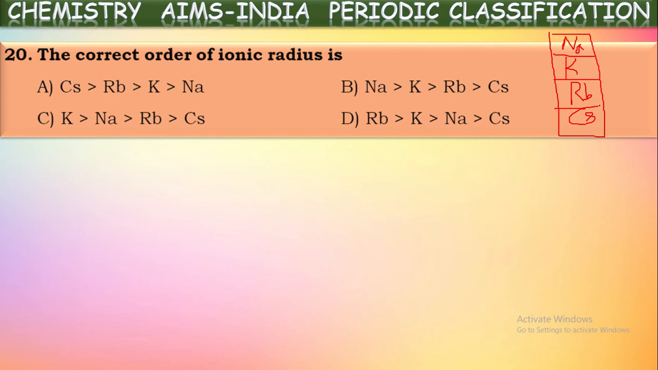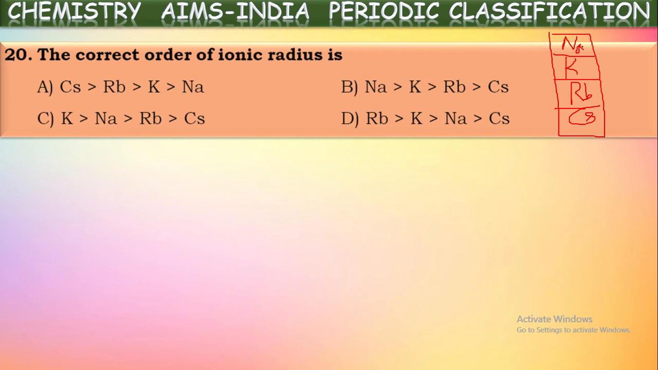We know in a group from top to bottom, atomic size or atomic radius increases because as you move from top to bottom in a group, a new layer is being added to an atom as we move down. So because of the new addition of a new shell, atomic size increases. Even the ionic radius also will be increased as we move from top to bottom in a group. Now, which element will be having the least size? Sodium. And which will be having greater size or ionic radius?